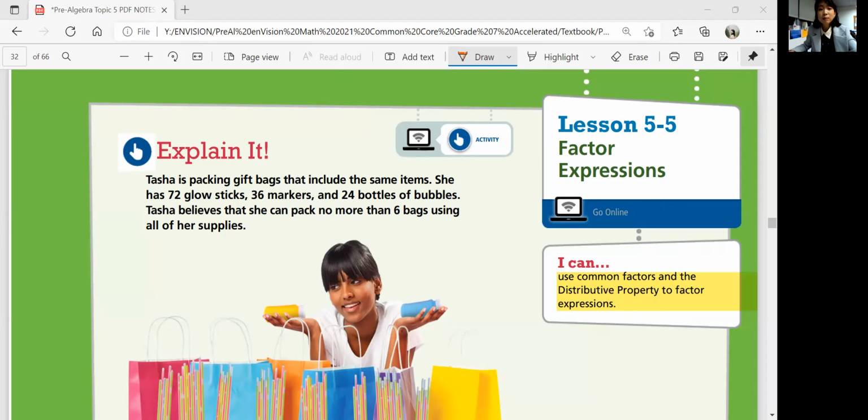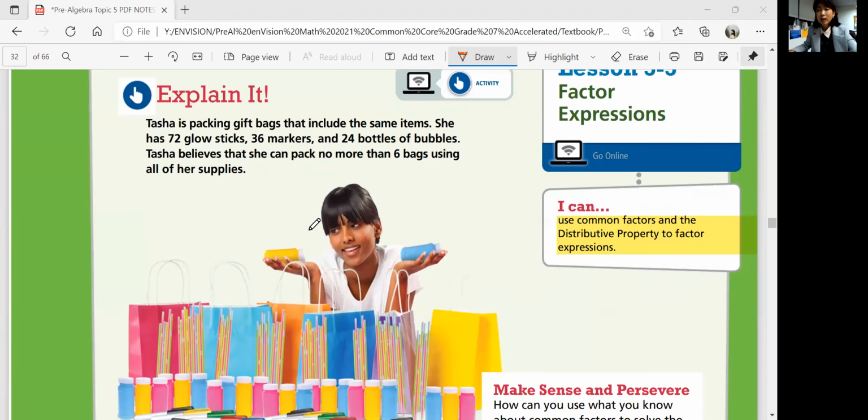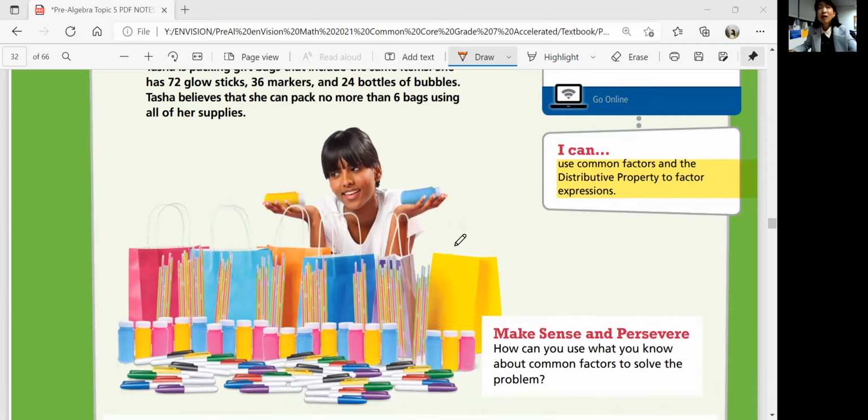Let's look at explain it. Tasha is packing gift bags that include the same items. She has 72 glow sticks, 36 markers, and 24 bottles of bubbles. Tasha believes that she can pack no more than 6 bags using all of her supplies. How can you use what you know about common factors to solve the problem?